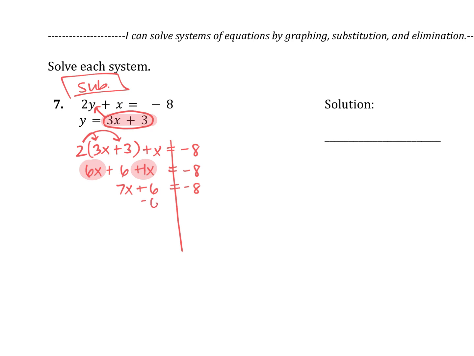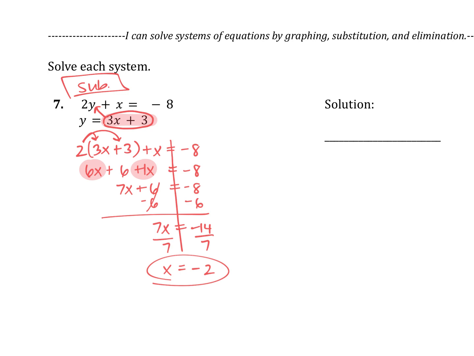And then I'm going to subtract 6 from both sides. And I get 7x equals negative 14. Be careful with both of those negatives. Divide by 7. And I get x equal to negative 2. But I'm not done. I have to plug it back in.